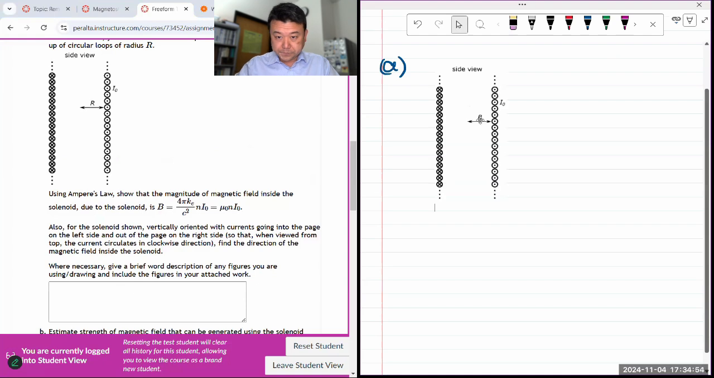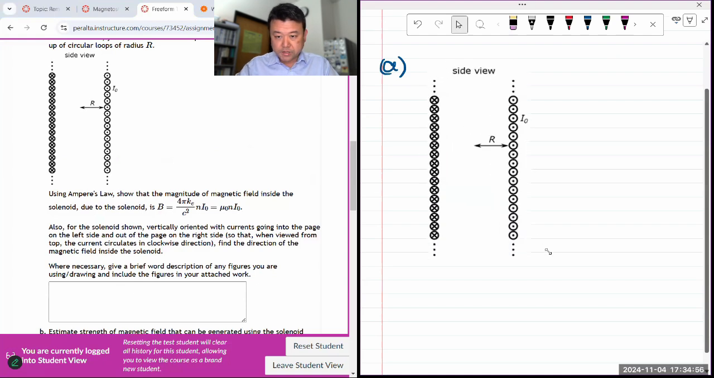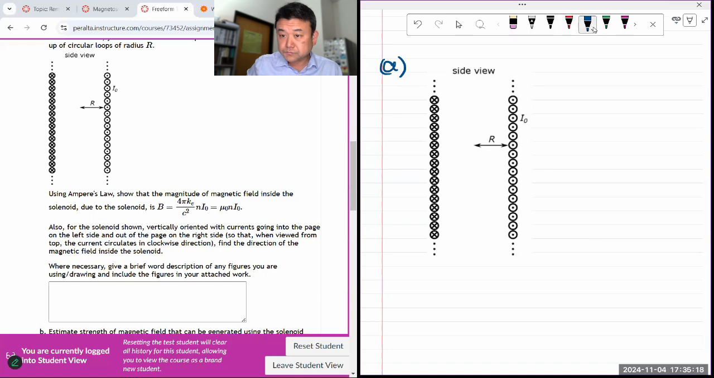Given this arrangement of currents, the first thing I need to do is figure out the direction of the magnetic field. On the left-hand side, I have a magnetic field going into the screen, and on the right, I have a magnetic field coming out. So I think my thumb should be pointing downward. That means within the solenoid volume, I should have magnetic field going this way.